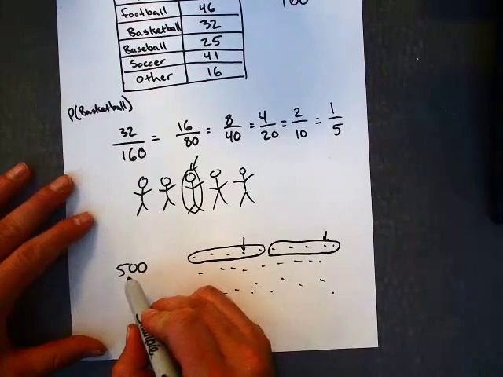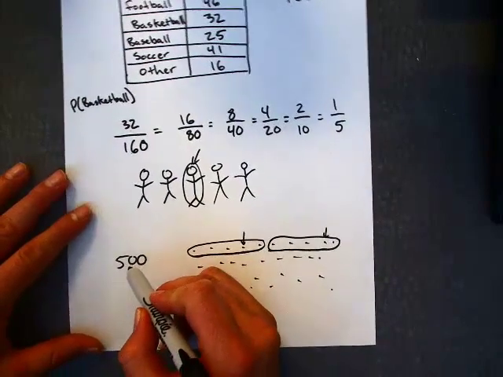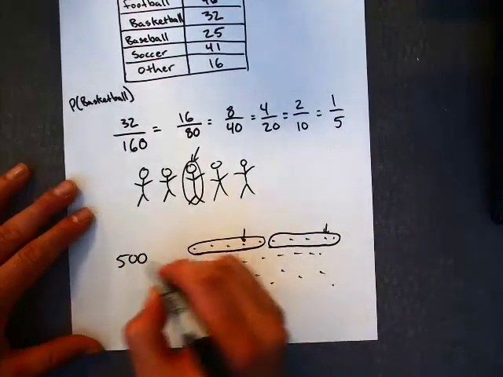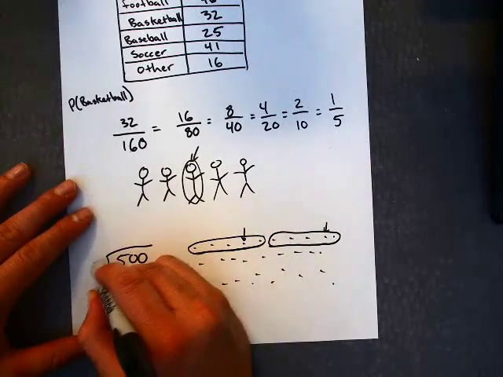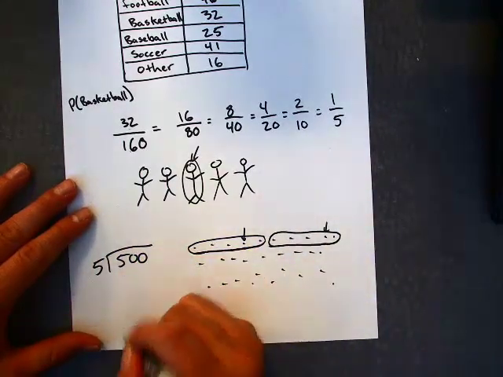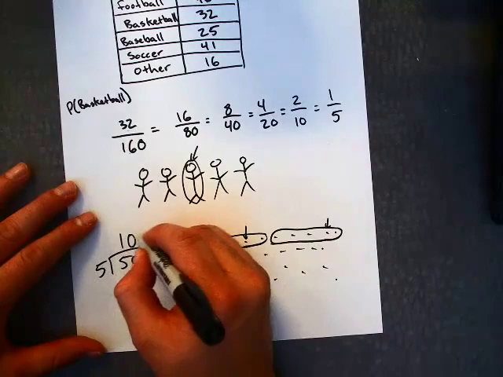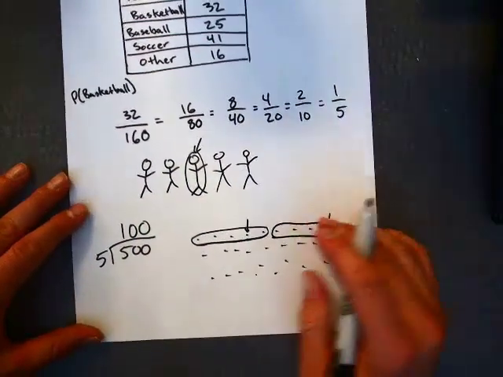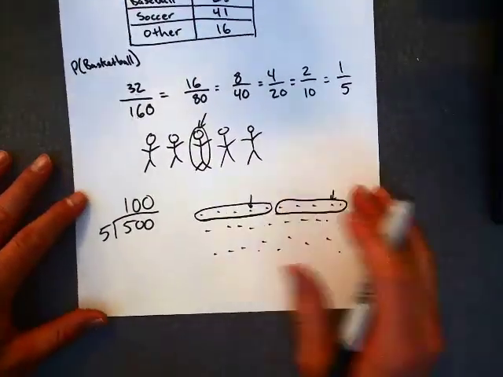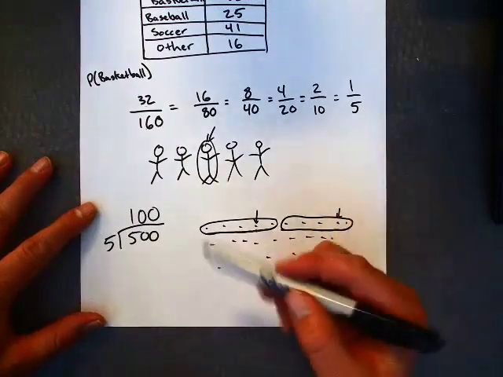So what would I have to do to add, subtract, multiply, divide this? Yes, divide it by 5. What's 500 divided by 5? 100.